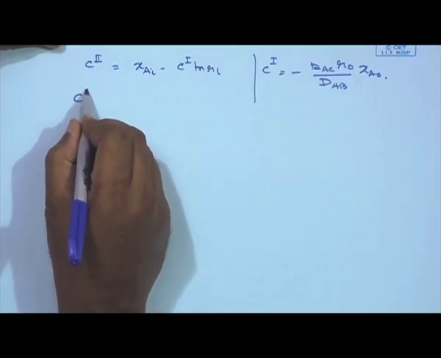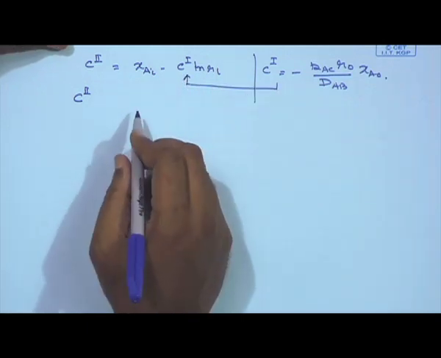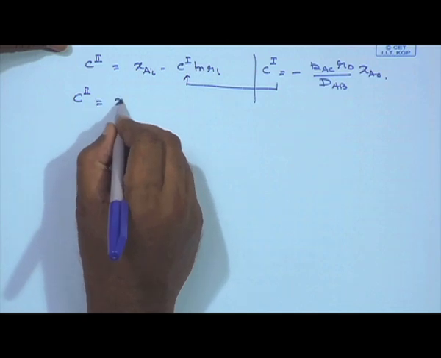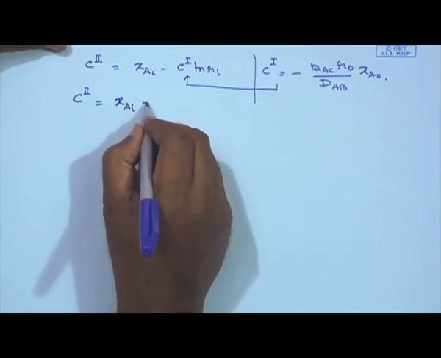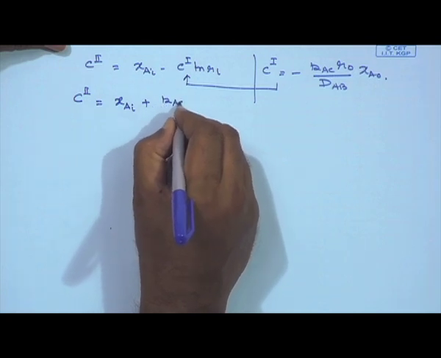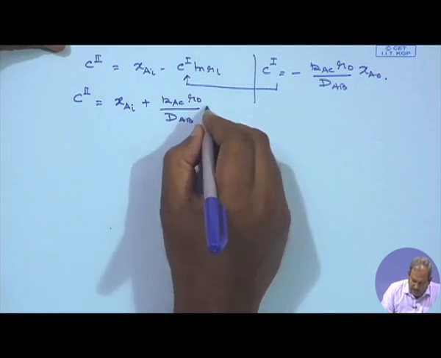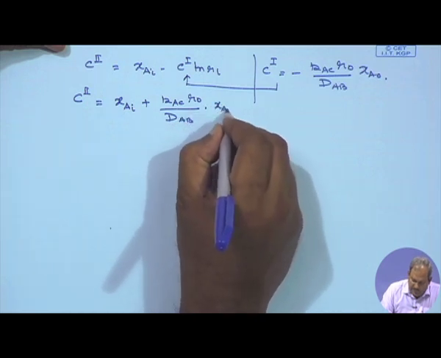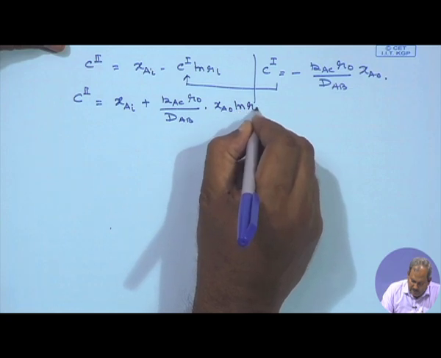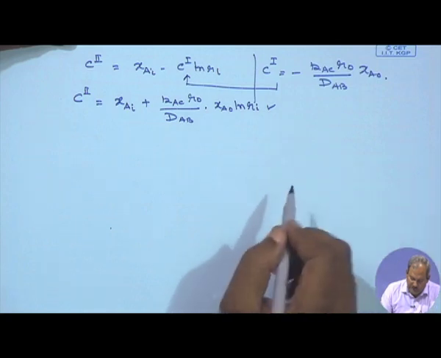So, with this I come to the expression of C2, and once I put this in here, what I am going to get is C2 is equal to XAI plus, because of this minus, Kac R naught by dAb times XA0 ln rI. So, now I have an expression for C2 as well.